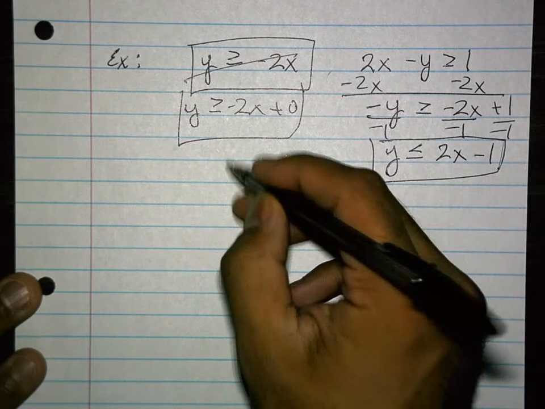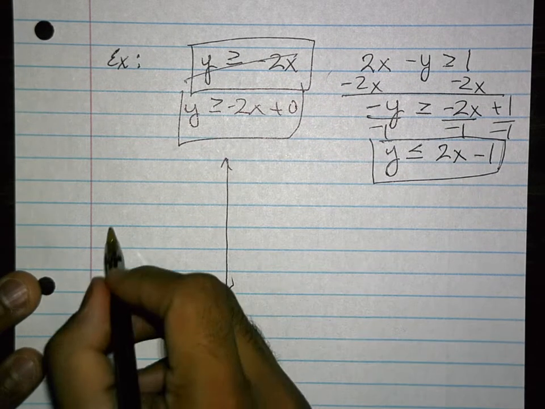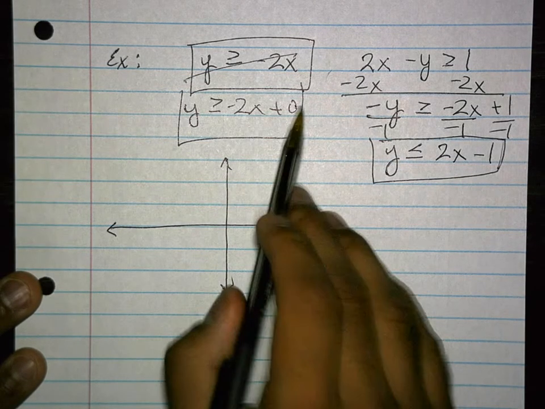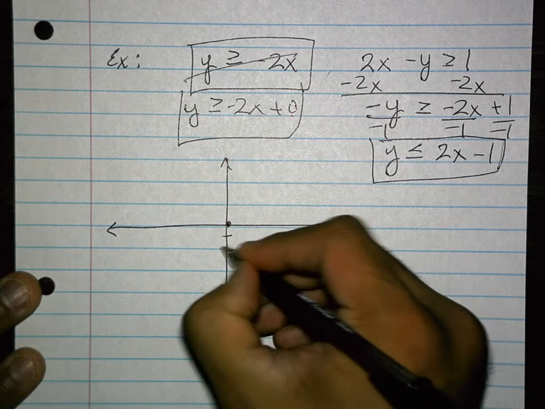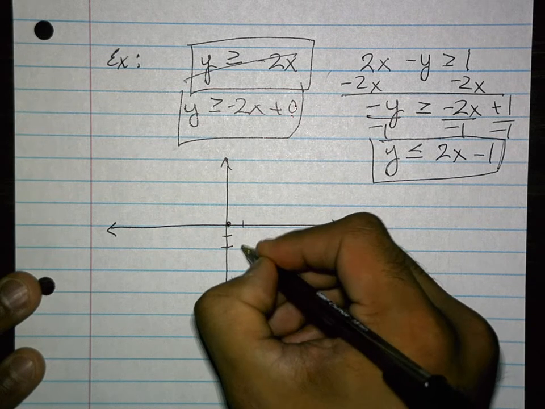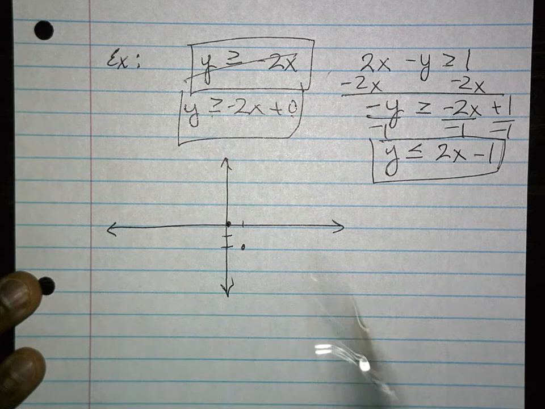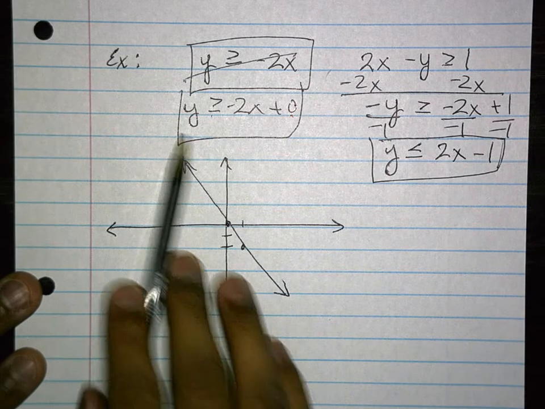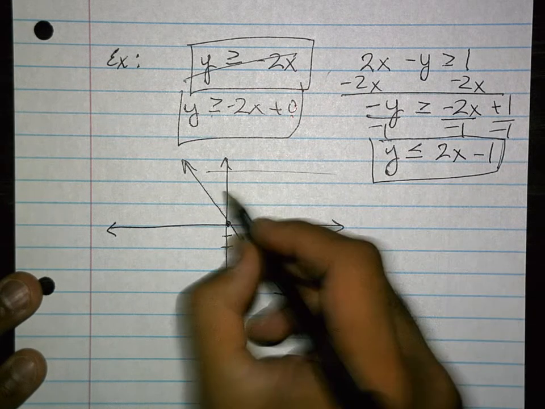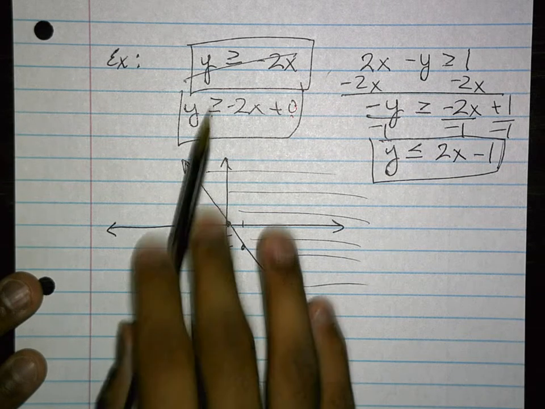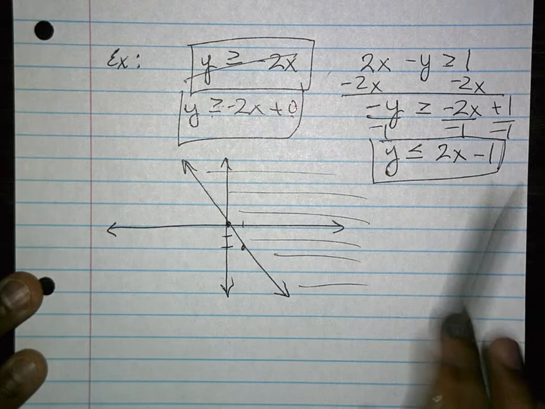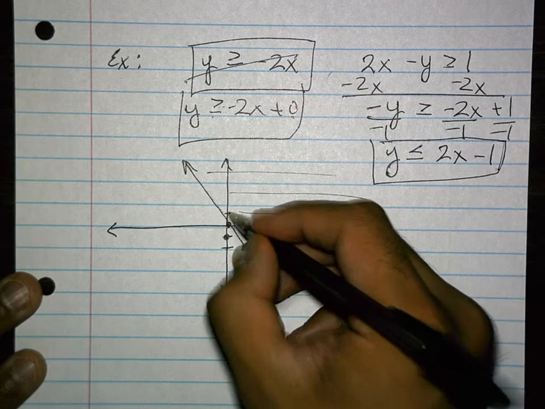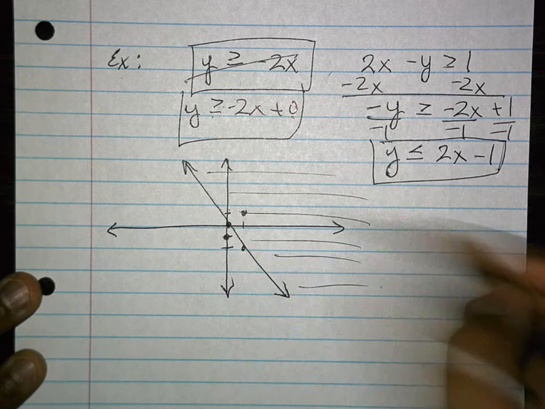So when I actually graph these, let's start with this one. This one has a y-intercept of 0, and it goes down 2 spaces over 1 space. It has an "or equals," so this is a solid line. It says the y's are greater than the line, so that means I'm going to shade up here above the line where the y's are greater. Now I'm going to ignore what I just did and graph this one. This one has a y-intercept of negative 1. It has a slope of positive 2 over 1, and this also is a solid line.